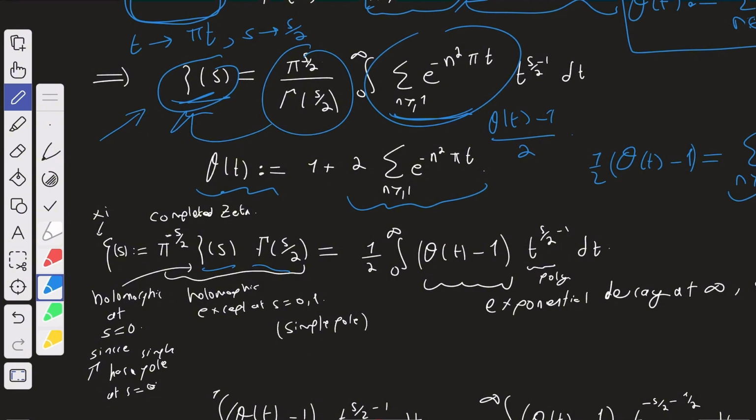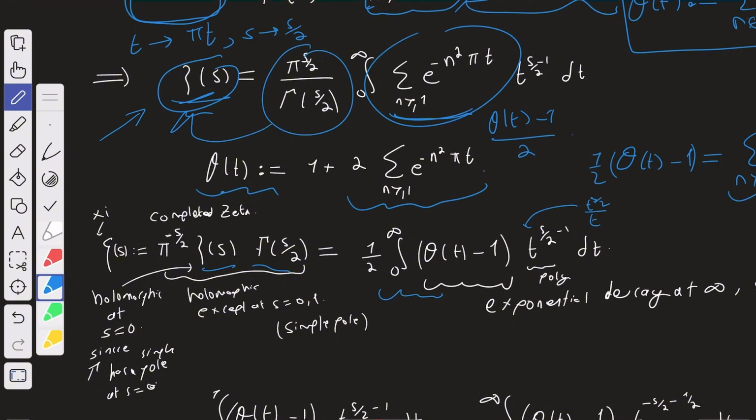If you look at this integral, there are actually two problems. There is the problem at infinity, and there is the problem at 0, right? Because what is this? This is t to the s over 2 over t. So there is a problem at 0. We're going to see how to resolve these problems.